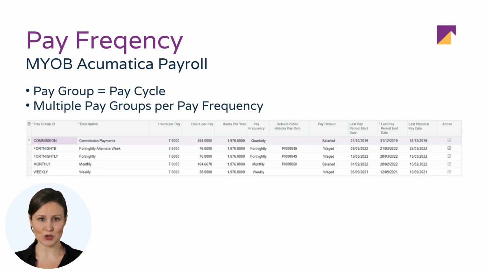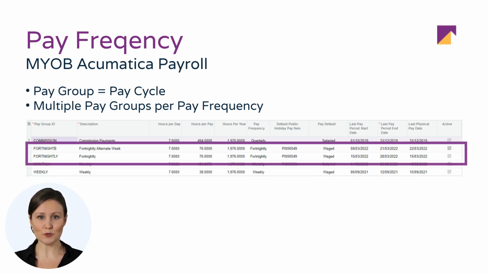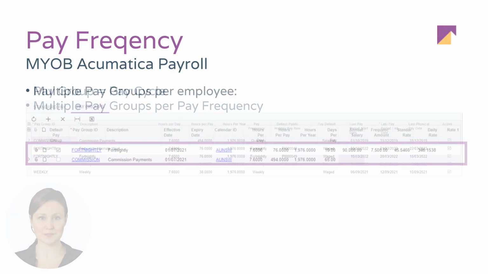A pay group is a group of employees that are paid at the same time in the same pay cycle. For example, you could have 2 fortnightly pay cycles running in alternating weeks. Each fortnightly cycle would be a separate pay group containing the employees paid in that fortnightly cycle.